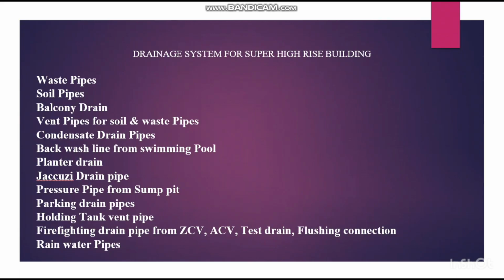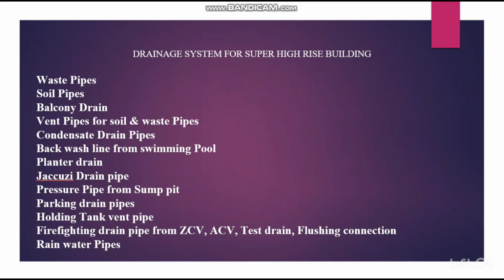In one of the future videos we will see how to find the condensate drain pipe flow rate from the HVAC units, from the FAHU and FCU. Then we have the backwash line from the swimming pool. From the pump room we have the backwash filter line, so that also will be there. Then we have the planter drain in the landscaping area.